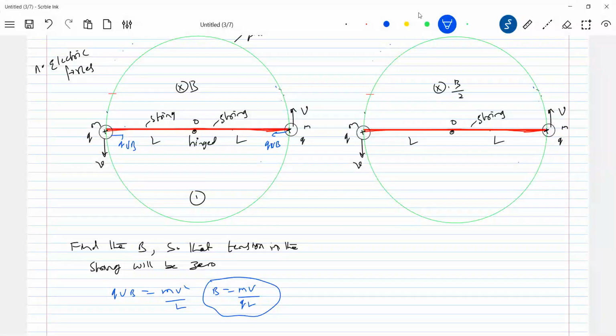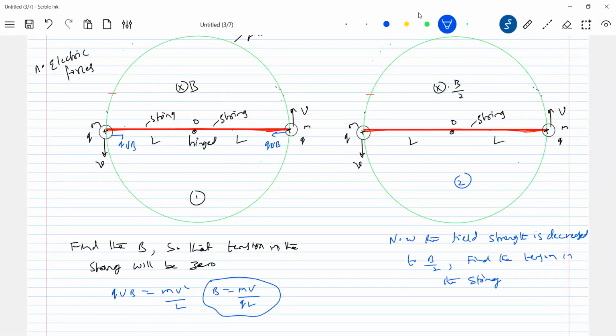Now what I do, I'm going to project with the same speed. I'm going to decrease the magnetic field. So in diagram 1, now the field strength is decreased to B by 2. Find the tension in the string.